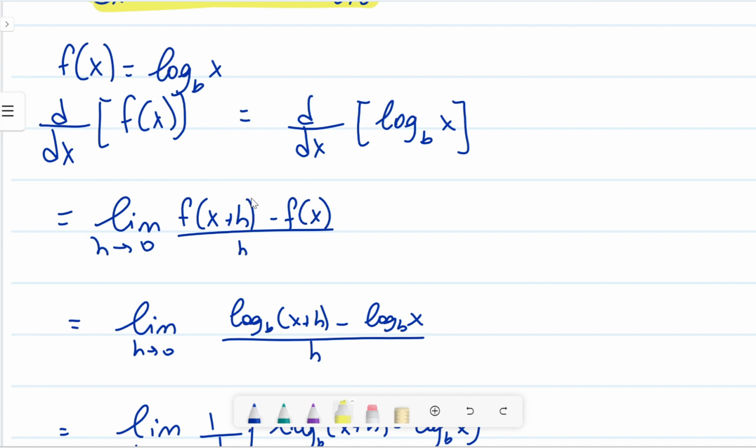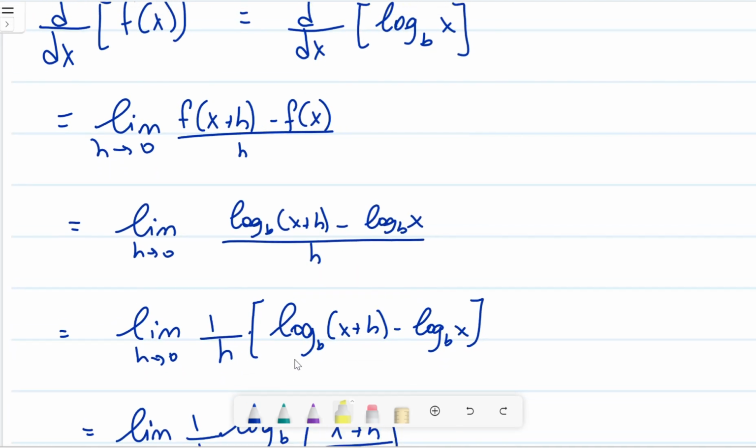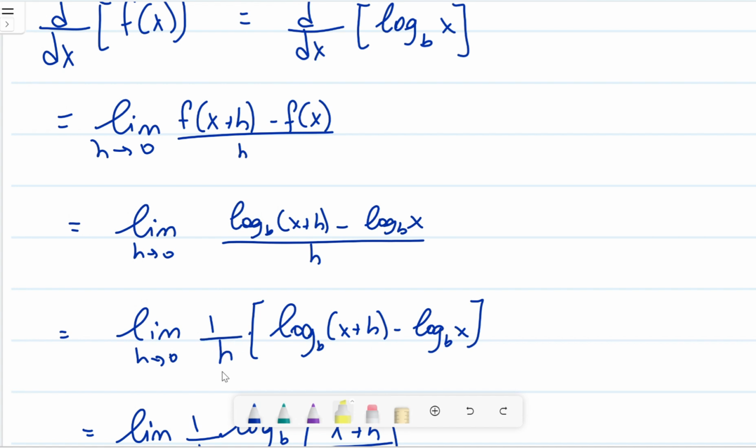Now, what is f of x plus h? This is log base b of x plus h. And what is f of x? This is log base b of x. And we will continue. We will separate the 1 over h. We will put it as a fraction multiplied by the numerator. We get 1 divided by h multiplied by log base b of x plus h minus log base b of x.